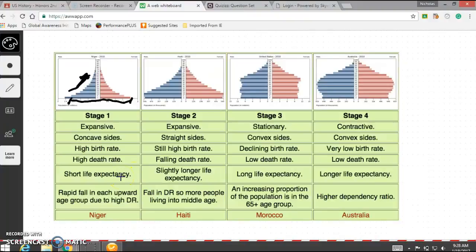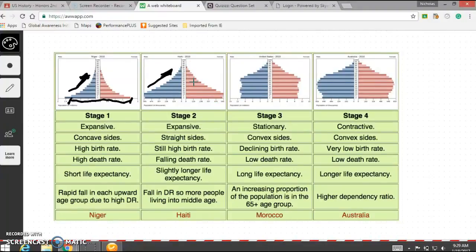Stage 2. You notice that this is a little straighter on the slope, right? Still a high birth rate. The death rate is falling. As we can see, it doesn't drop off as sharply as it does over here, so it's kind of going up on more of a triangular line. Still a shorter life expectancy. And this is where most countries, like Haiti and a lot of countries in Africa, are still in this stage 2 of the demographic transition.